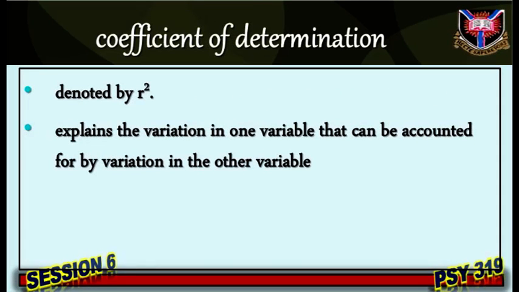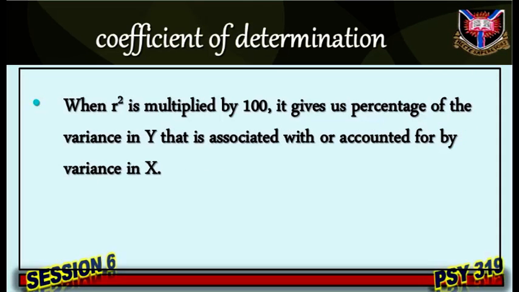However, to determine the degree of the relationship between fraudulent intent and lie scales, there is a need to calculate coefficient of determination, that is denoted by R squared. It explains the variation in one variable that can be accounted for by variation in the other variable. In other words, one can say variable x predicts variable y. When R squared is multiplied by 100, it gives us percentage of the variance in y that is associated with or accounted for by variance in x.